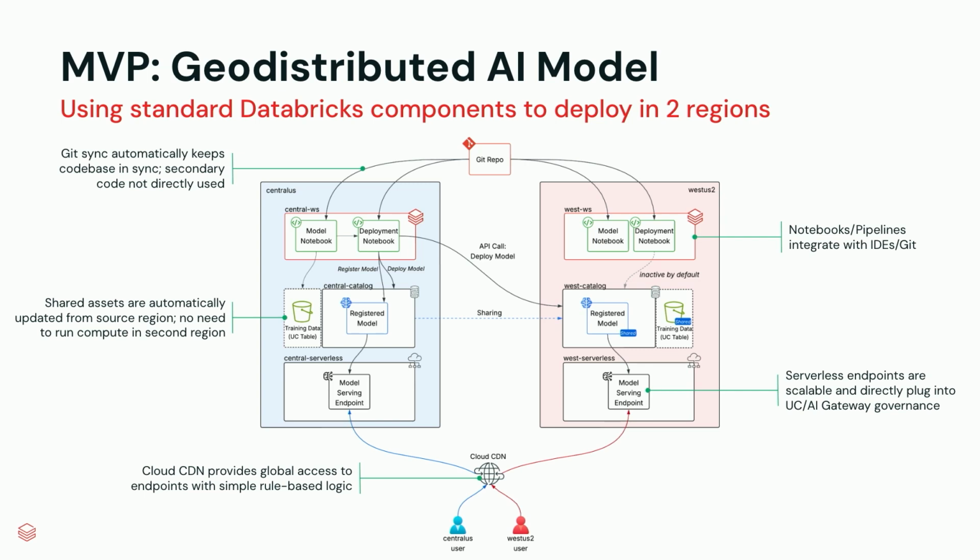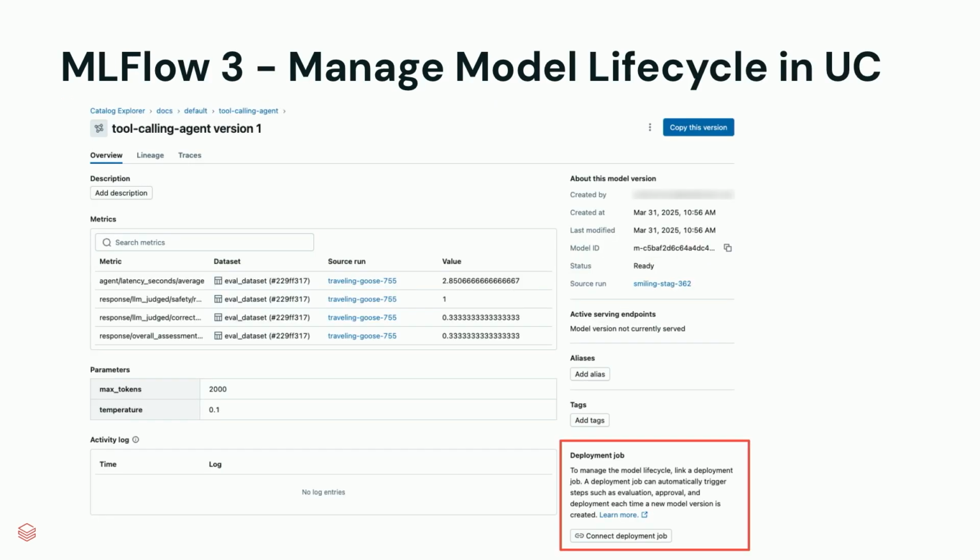So solving for some of the challenges that Greg mentioned, we have controls at the workspace code level, controls for sharing at the model level, and controls for sharing at the endpoint level.